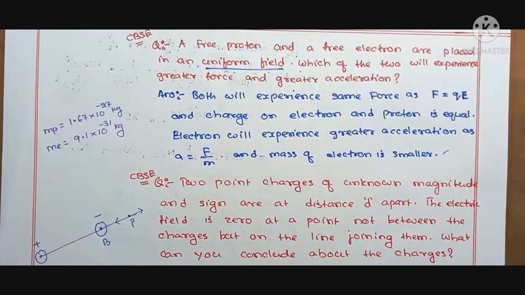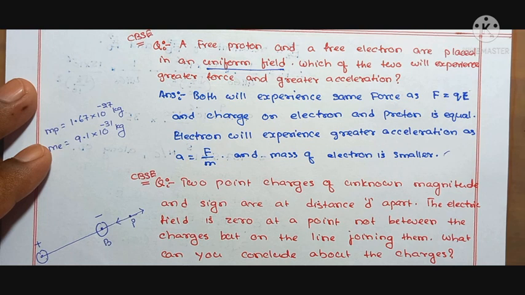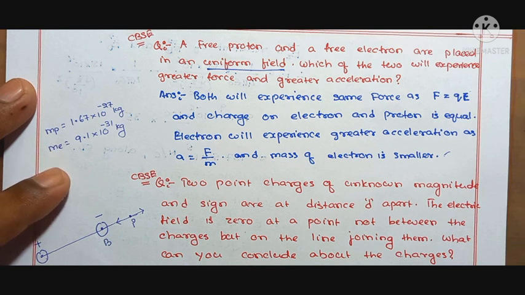So this is important question, CBSE board. A free proton and a free electron are placed in a uniform field. Which of the two will experience greater force and greater acceleration? Both will experience same force because F is equal to qE. Electric field is uniform, so it is fixed, and charge of electron and charge of proton are equal. So force experienced by them are equal.